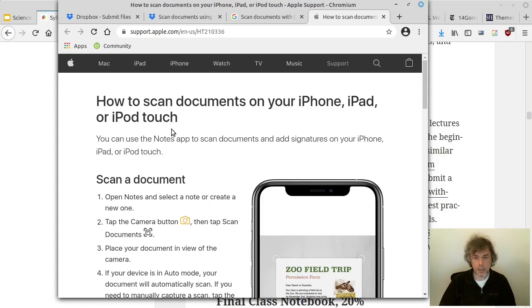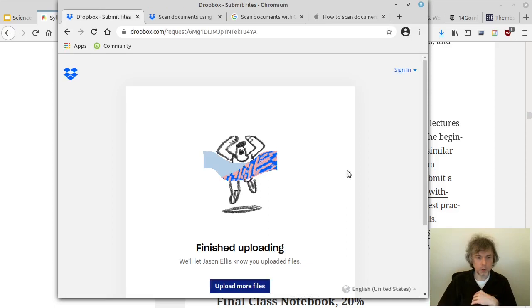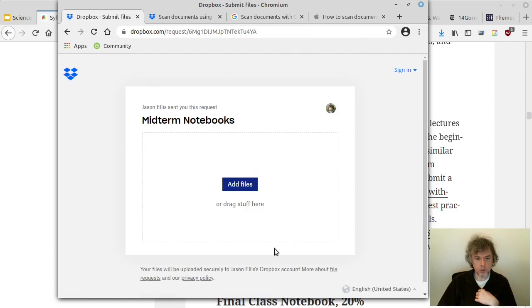If you don't have a smartphone, if you don't have a camera on your computer that you can use, if you don't have a friend you can ask to borrow their phone to scan the PDF, if all options are exhausted, email me and let me know, and we'll figure out something together about how to get this thing submitted. But I think that if you try to work the problem, use your CityTech ingenuity, you should find a way to scan your notebook into a PDF and then upload it to the Dropbox link that I'll be posting on our Open Lab site. And that just needs to be turned in before next week.